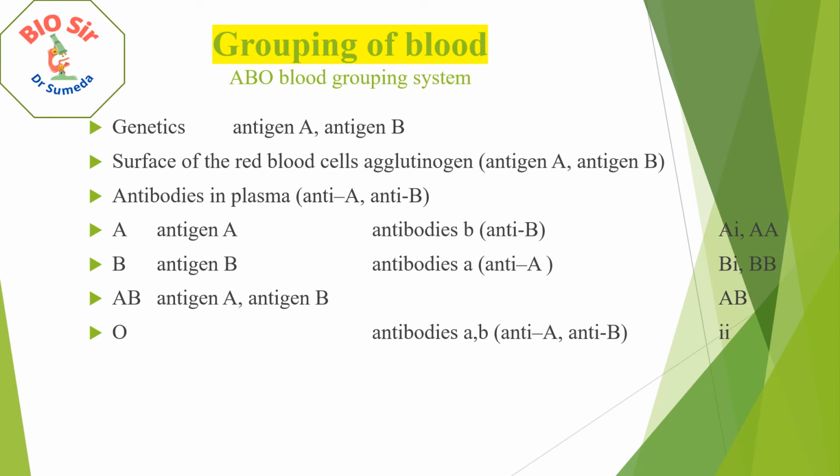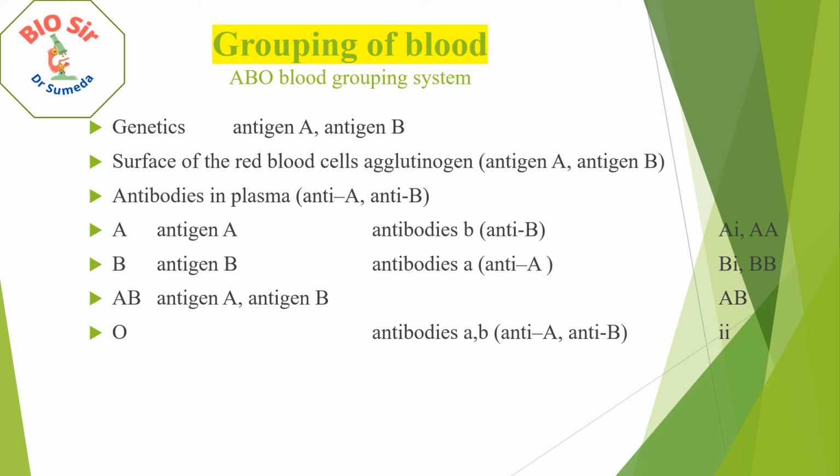Normally, in blood group A, they have antigen A and antibody B in the plasma, and the genetic condition is I^A i or I^A I^A. If the blood group is B, antigen B is in the red blood cells and antibody A is in the plasma, and the genetic condition is I^B i or I^B I^B. In blood group AB, both antigen A and antigen B are in the red blood cells, and because both antigens are there, they don't have antibodies. If the antibody were there, there would be a problem. So the genetic condition is I^A I^B.